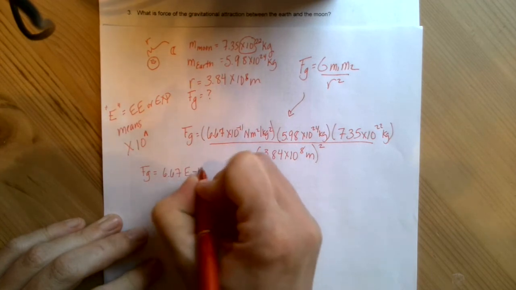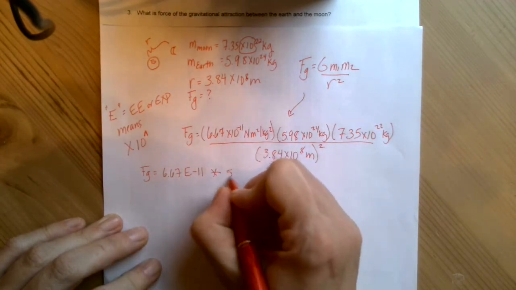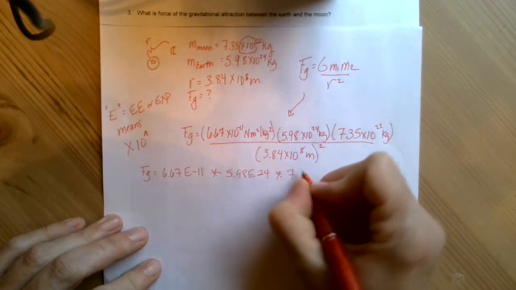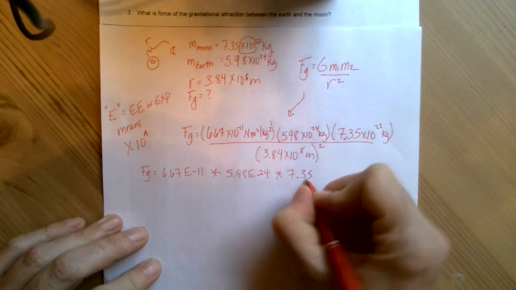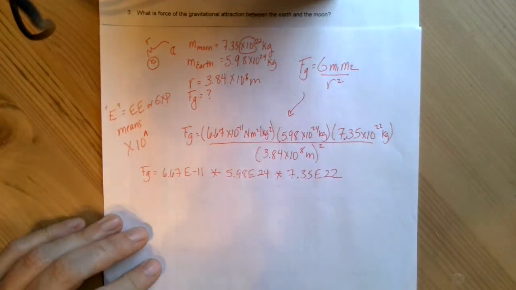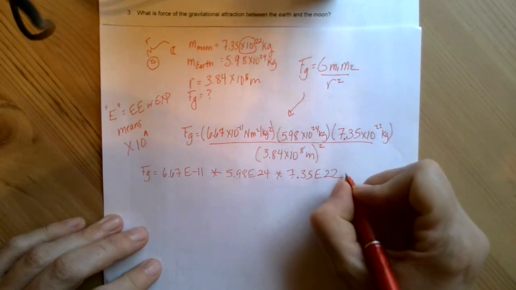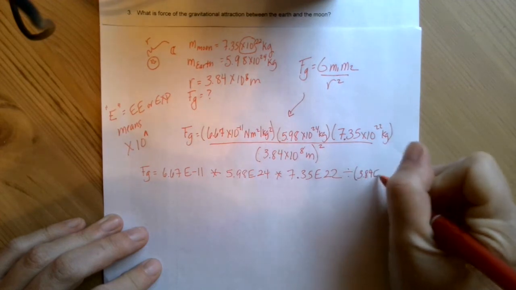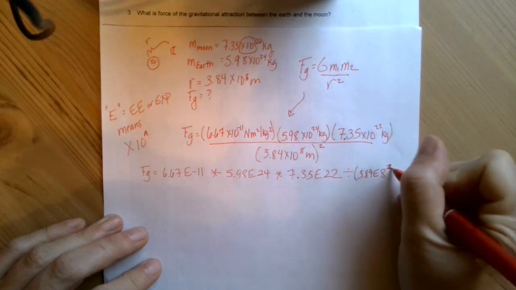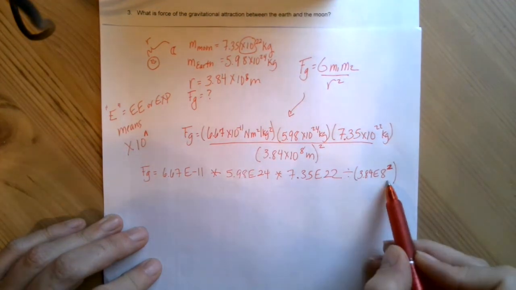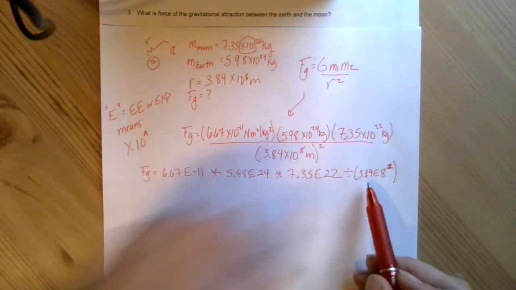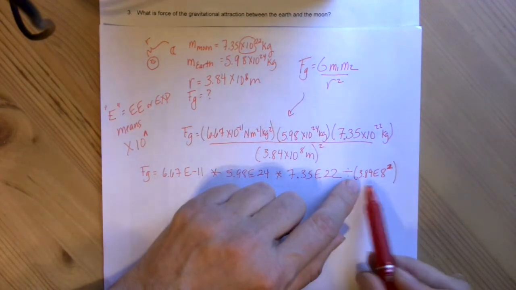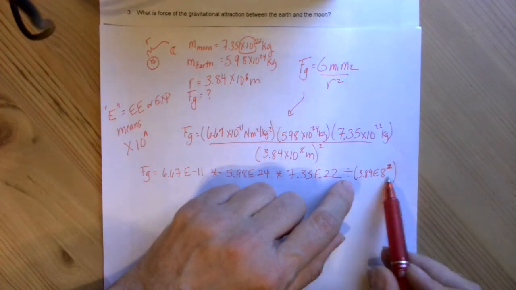6.67 E negative 11 times 5.98 E 24 times 7.35 E 22, okay? And then I'm going to divide all that by, and if you need to do it in one step, you're going to need parentheses, 3.84 E8 squared, close parentheses, because we need to square it before we divide it if we're going to do it all in one step. What you don't need to do is put parentheses around the little scientific notation number, because on most calculators, it will do this correctly.